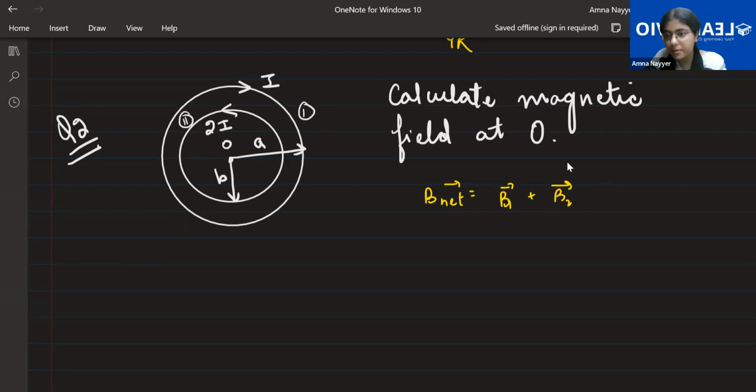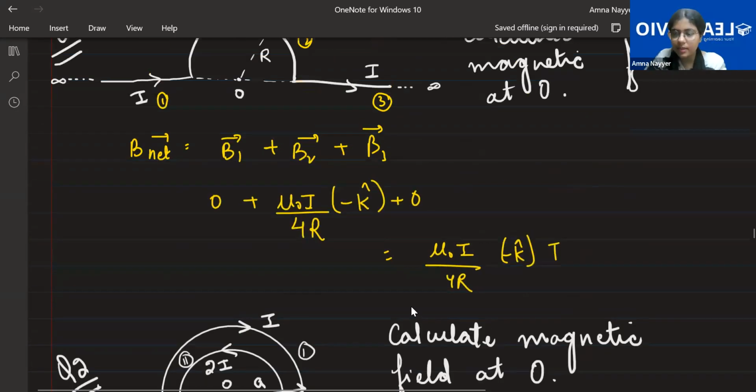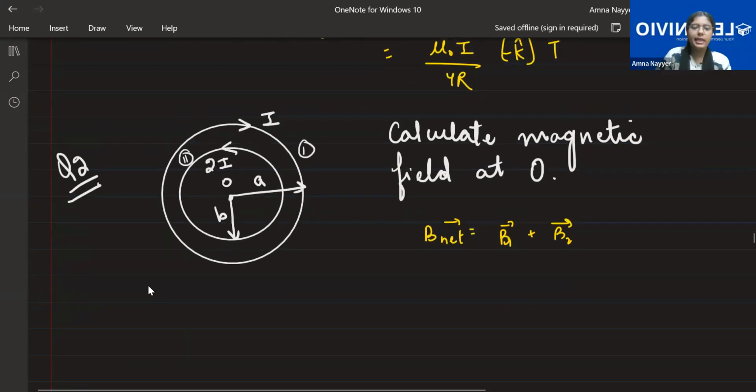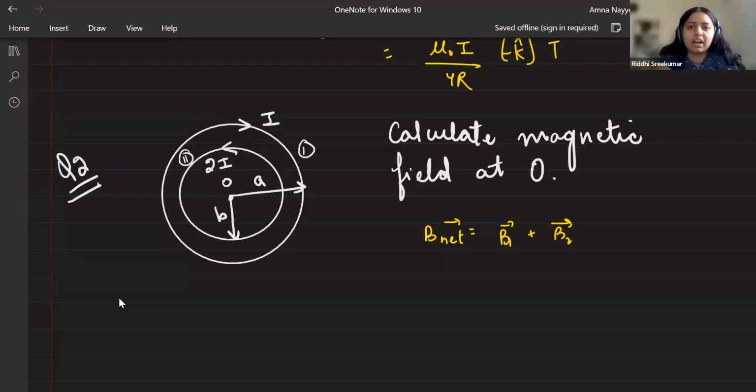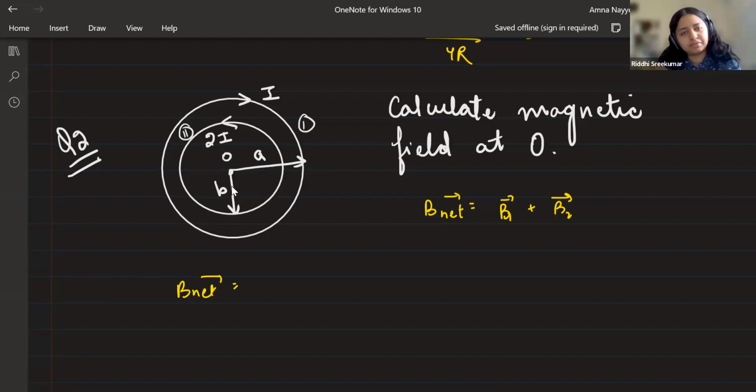Now, when you are confused between the figures, Riddhi, then don't write it like this in one line. Write it separately, like B1 is this, B2 is this. Then things will be clear. So see, right now I think it is fine. We'll be able to write it. Net magnetic field, B1. This is the outer one. It's a circle. At the center, we are calculating the magnetic field.